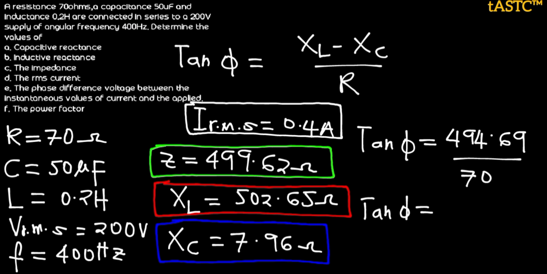And that gives us 7.067. I need to try that again. So that is 494.69 divided by 70. So that gives us 7.067.